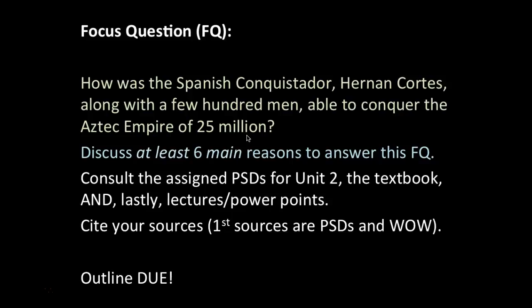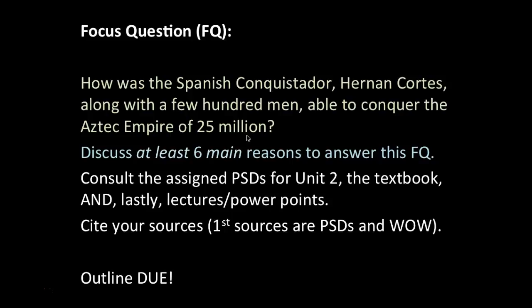So the focus question that we are going to be answering is, how was the Spanish conquistador Hernan Cortes, along with a few hundred men, able to conquer the Aztec Empire of 25 million? In order to answer this question properly, you will need to discuss at least 6 main reasons. And in order to properly discuss those 6 main reasons, you will need to consult the assigned primary source documents, the PSDs for Unit 2, along with the textbook, Ways of the World, and lastly, lectures and PowerPoints, which should be used only if necessary.